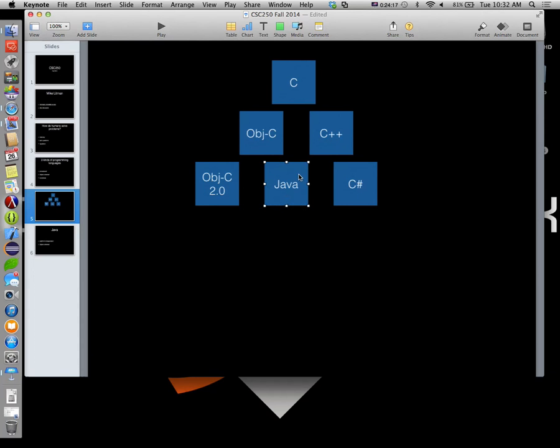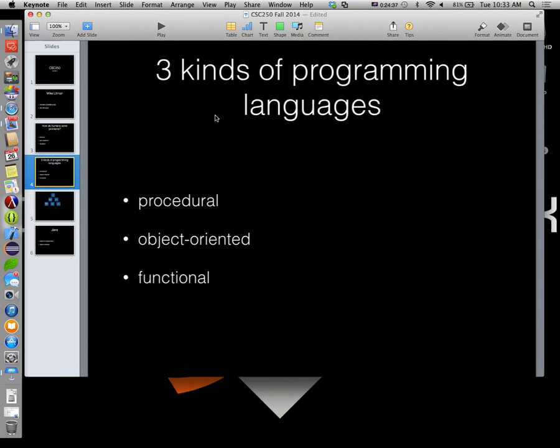Realistically, we're going to use Java for at least the first half of this semester as a procedural language, even though it's an object-oriented language. We're not going to take advantage of some of the object-oriented features of it until the second half of the semester. Okay, so we'll be procedural programmers for the first half or so.